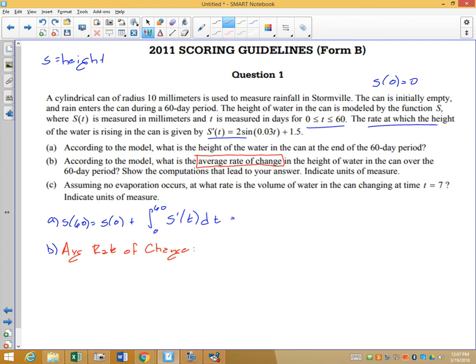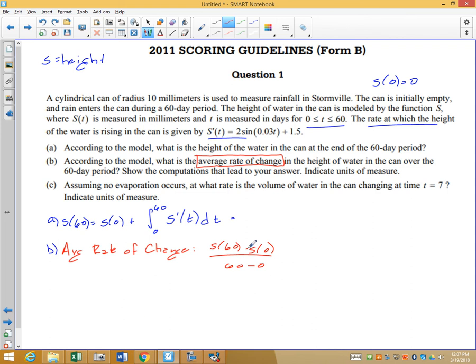Okay. Average rate of change is your old-fashioned Algebra 1 slope. Rate of change always means slope, whether it's average or instantaneous. Average rate of change is f of b minus f of a over b minus a, except in this case it's s, not f. So over the whole 60 days, it's going to be s of 60 minus s of 0 over 60 minus 0.